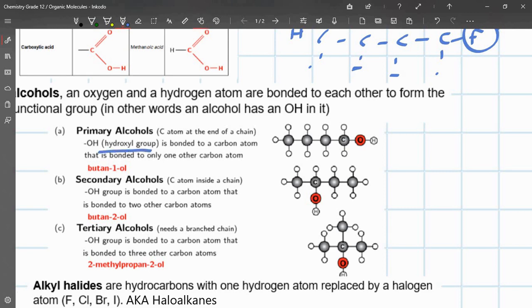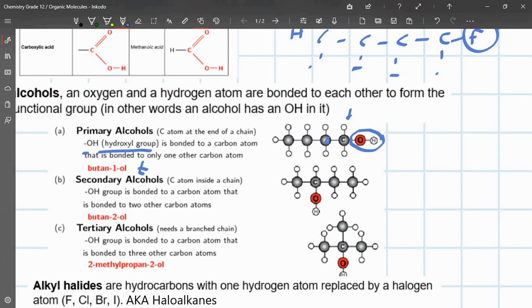Is bonded to a carbon atom, and it's only bonded to one other carbon atom. Sorry, the hydroxyl group, the OH. Hydroxyl is OH, right? So this OH here is bonded to a carbon. There's your carbon C. So it's bonded to a carbon atom that is only bonded to one other carbon atom, right? There are no other carbons that it is bonded to. So that's a primary alcohol, and it's butane-1-ol.